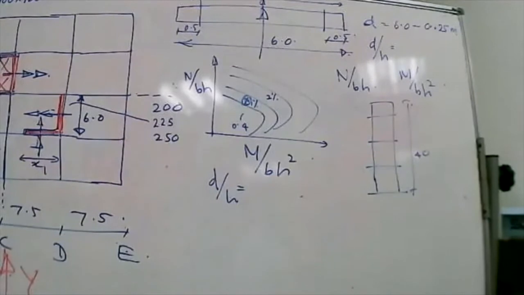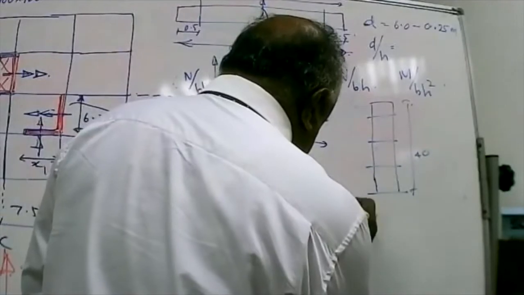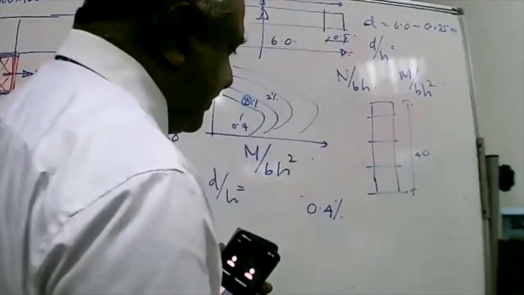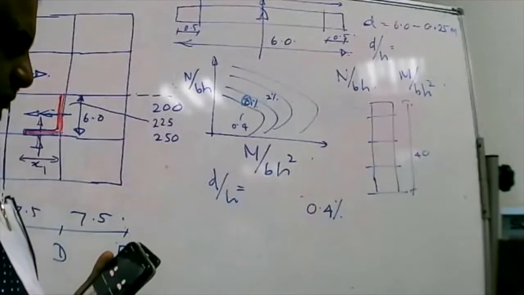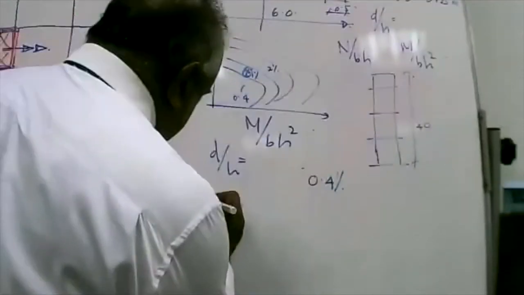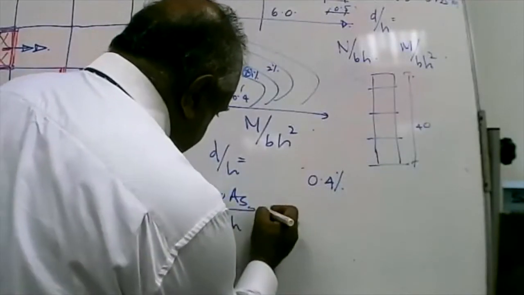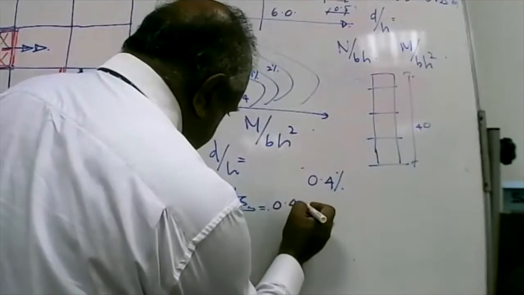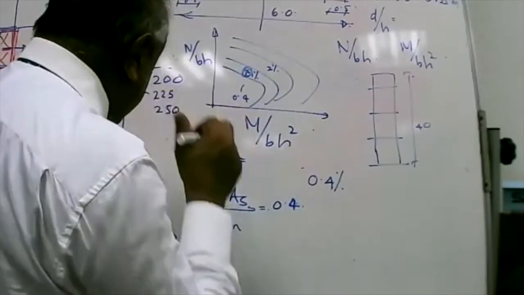So let's say we find that we need 0.4% reinforcement. So we say 100 As over b h is equal to 0.4%, or 0.4. And then from that, you can calculate As.